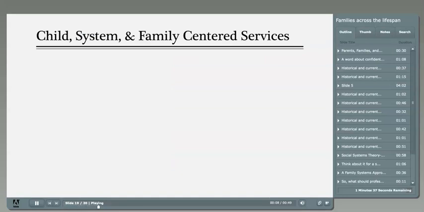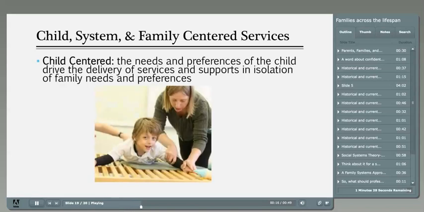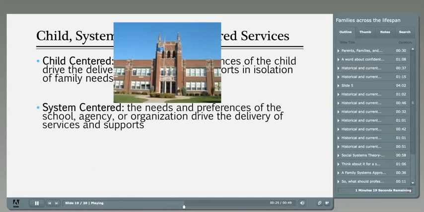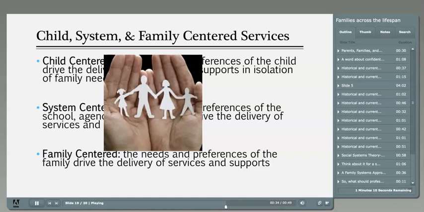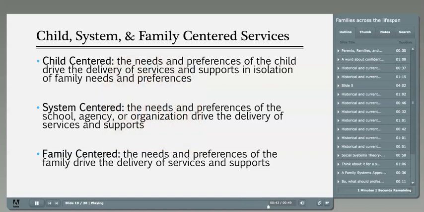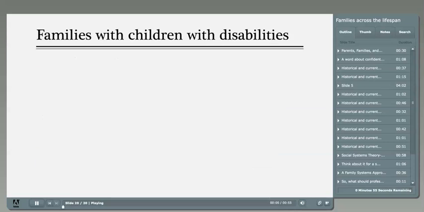We can also look at the topic of families through a system of service delivery. The system involves 3 delivery methods: child-centered, system-centered, and family-centered. In child-centered services, the needs and preferences of the child drive the delivery of services in isolation of family needs and preferences. In a system-centered service model, the needs and preferences of the school, agency, or organization drive the delivery of services. And the final one is the family-centered service delivery model, where the needs and preferences of the family drive the delivery of services. Especially in a child's early years, we want to be family-centered in our approach to the provision of services and supports.